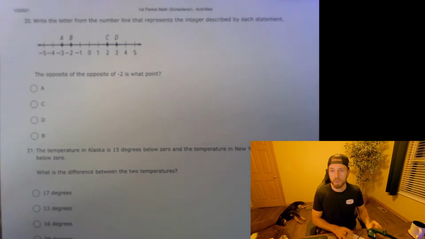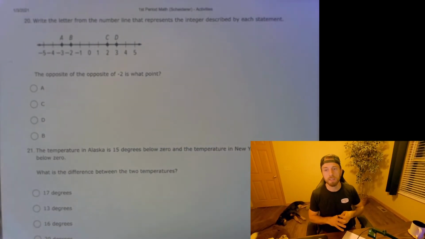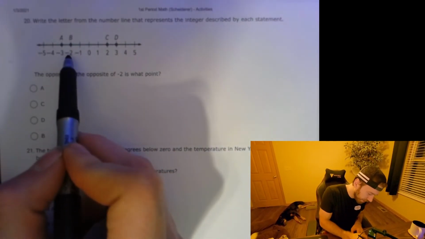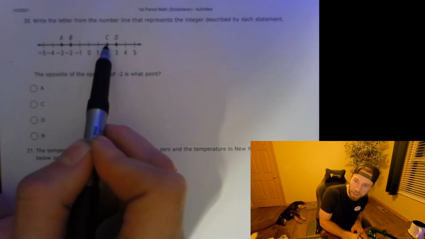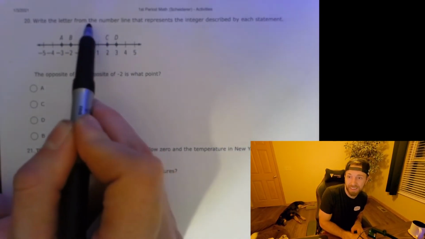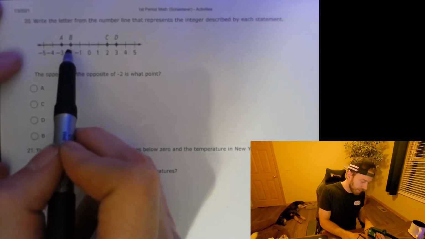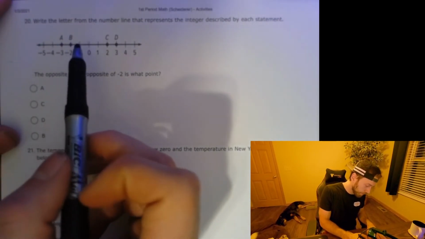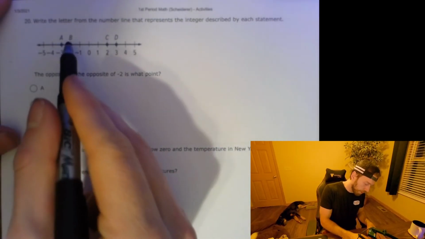Number 20, write the letter from the number line that represents the integer described in the statement. The opposite of negative 2 is what point? So let's find negative 2, let's find its opposite, which would be 2. And then it wants us to find the opposite of that. We'll go right back to negative 2. It's a little tricky one. We've done a couple of those. They're kind of silly, but it is math speak, to be technical. So the opposite of the opposite, right back to negative 2. So that would be point B.